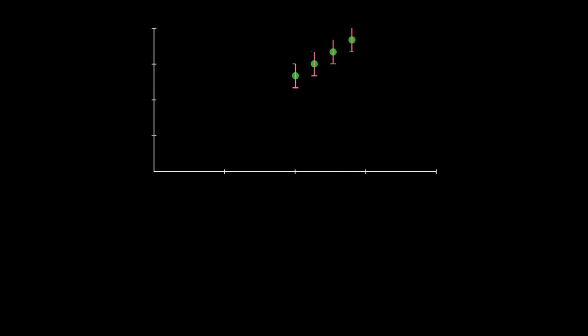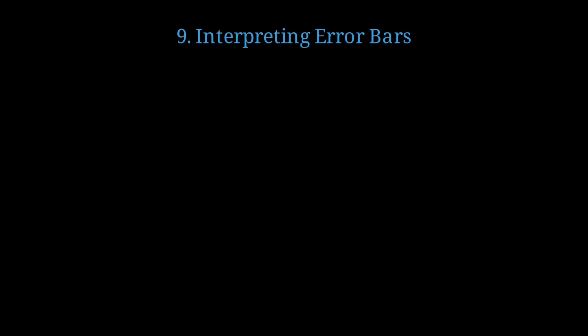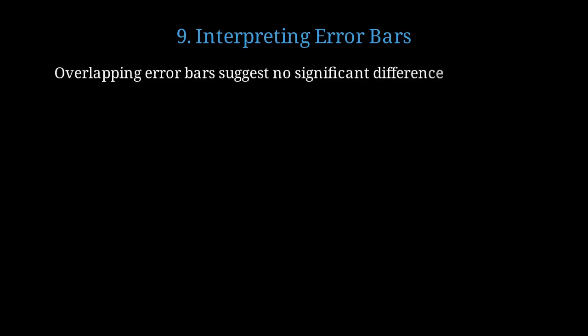Here's a properly formatted graph with error bars. Notice how the bars extend symmetrically above and below each data point, with caps at the ends. Understanding how to interpret error bars is crucial for data analysis. When error bars from two groups overlap substantially, this suggests there's no statistically significant difference between them.